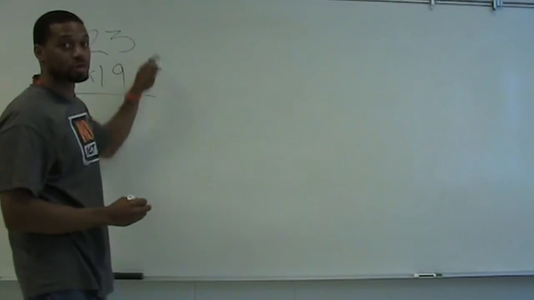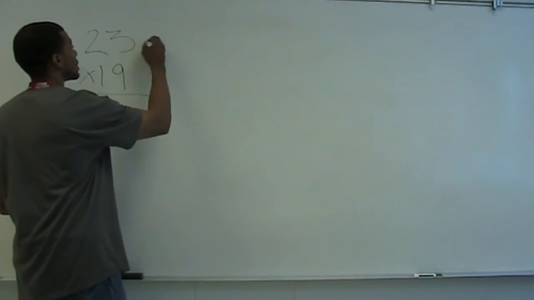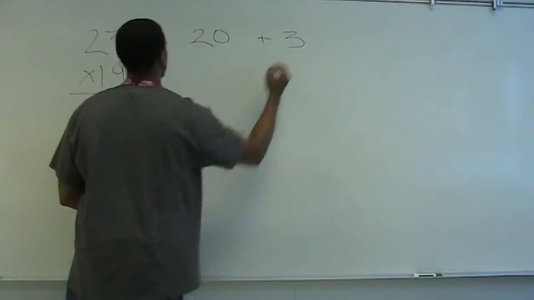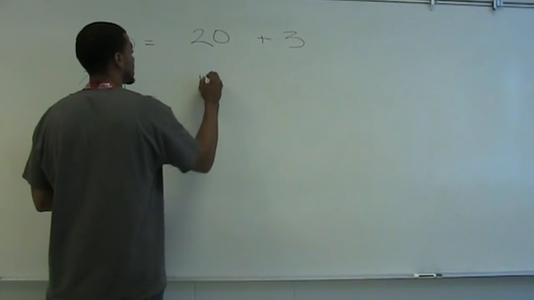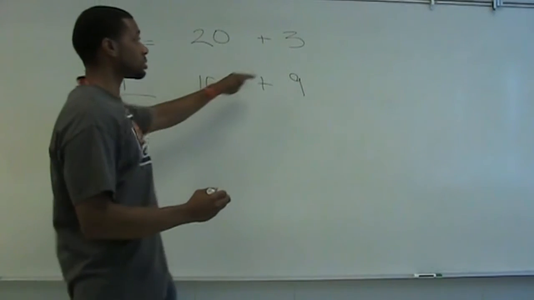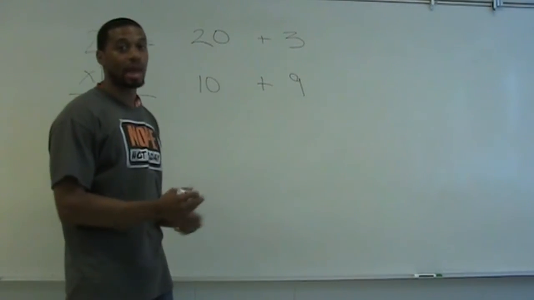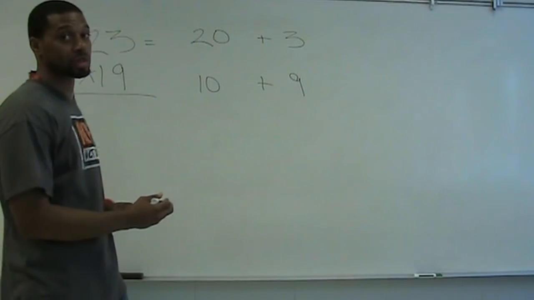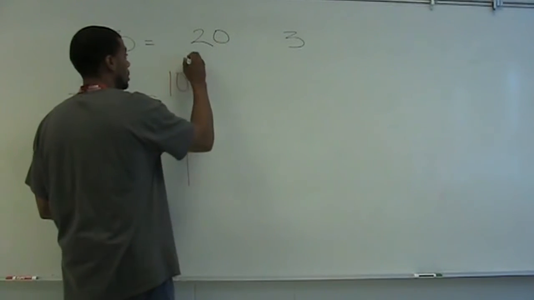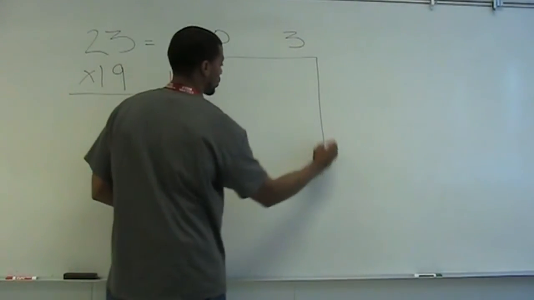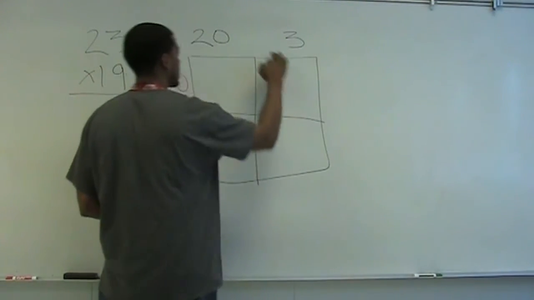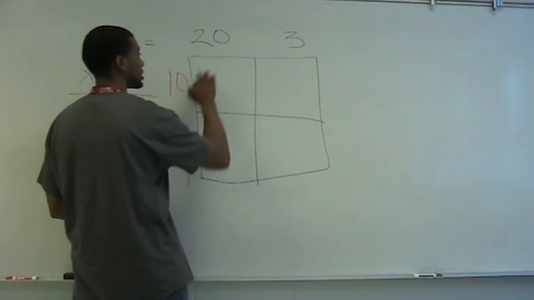is break down our first number into place value. 23 is simply 20 plus 3. 19 is 10 plus 9. So we're going to use these numbers to multiply them together, add them up, and come up with our product for 23 times 19. The method that we're going to use right now is called the area model. We're going to create our boxes so that we can multiply these 4 numbers against each other.